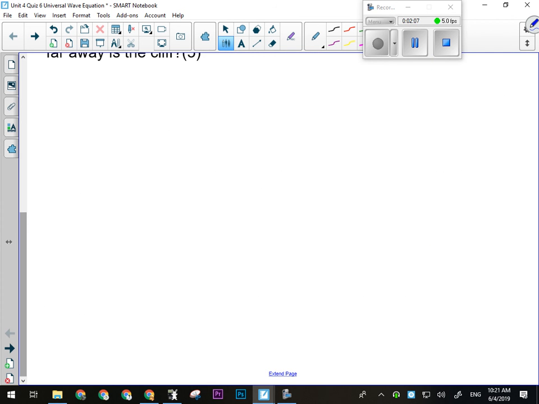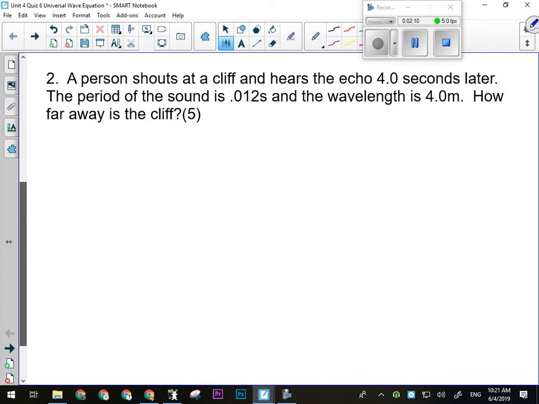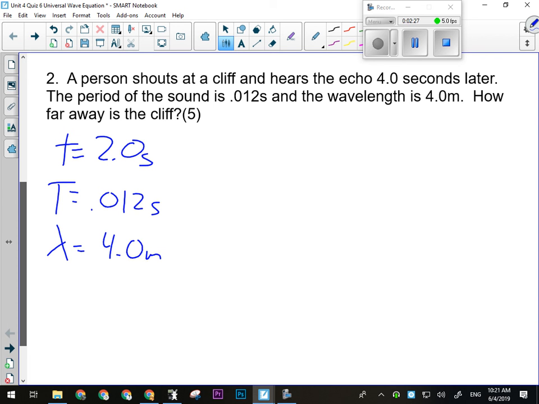All right, question number 2. So a person shouts at a cliff and hears the echo 4 seconds later, which means it took how long to get to the cliff? 2 seconds. Okay. Then the period of the sound is 0.012 seconds, and the wavelength is 4.0 meters. Okay, how far away is the cliff? Well, if I'm going to find out how far away the cliff is, I'm going to have to use that formula. Problem is I don't have all the information for that formula yet. I don't have V, but I can find it using this information here.